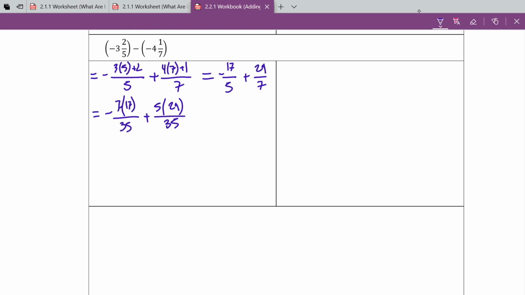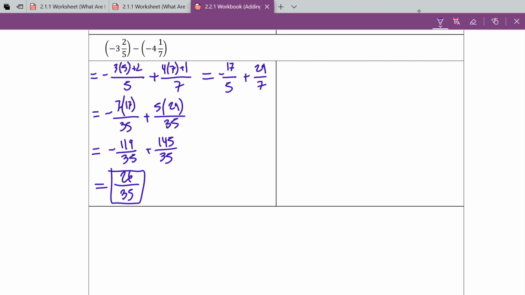And when we simplify this, I think we'll get negative 119 over 35 plus 5 times 29, which is 145 over 35. Cool. And then finally, negative 119 plus 145 is 26 over 35.